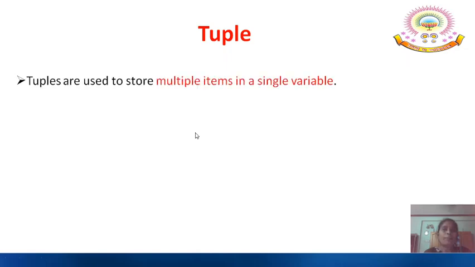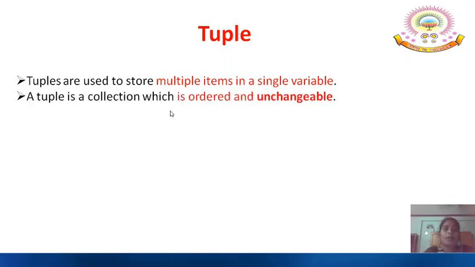Now coming to the tuple. Tuples are used to store multiple items in a single variable. So it is a collection which is ordered and unchangeable. In the list it is ordered, changeable and it also allows duplicates. Here in a tuple it is ordered and unchangeable, and it is stored in round brackets, whereas a list is stored in square brackets.